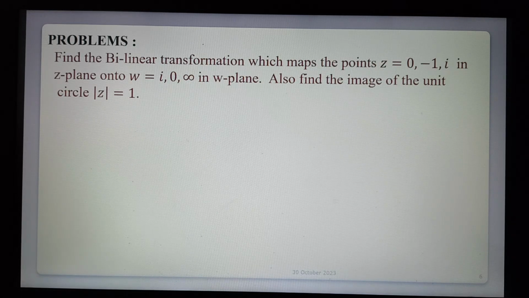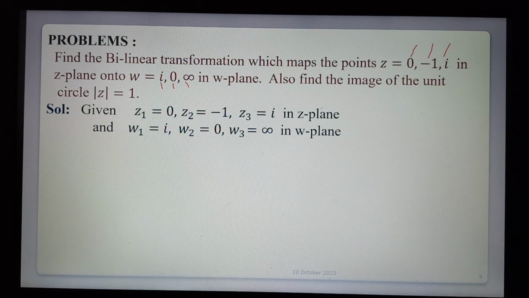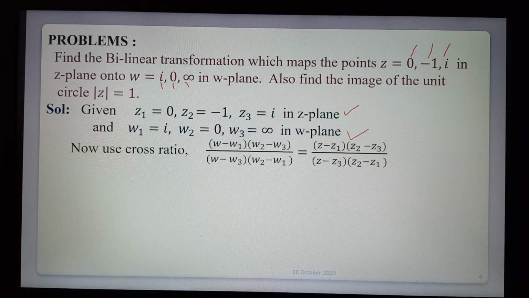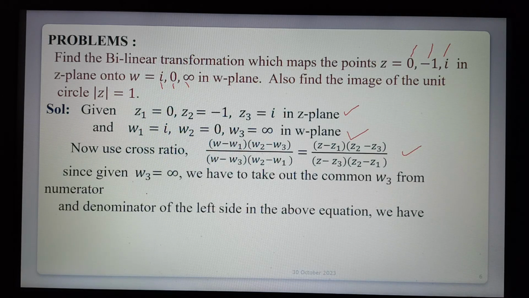So here, look, what is given in the z plane, in the domain? The given points 0, minus 1, I, that is z1, z2, z3, which are mapped in the w plane, the codomain, to w1, w2, w3, okay. So first, finding the bilinear transformation, which has the form w is equal to az plus b by cz plus d. That is to be found using the given points in the z plane and w plane by using the cross ratio, substituting all the points, okay.